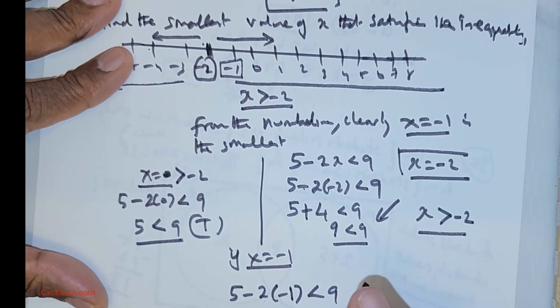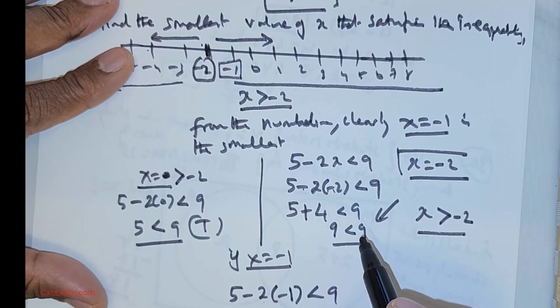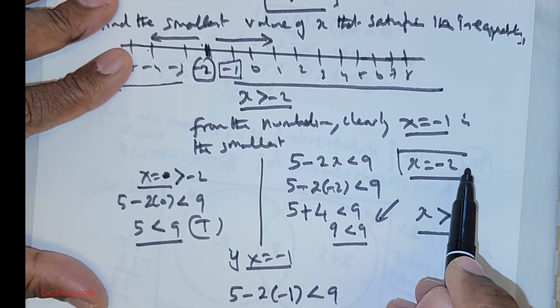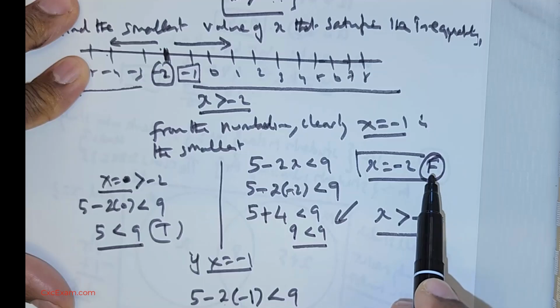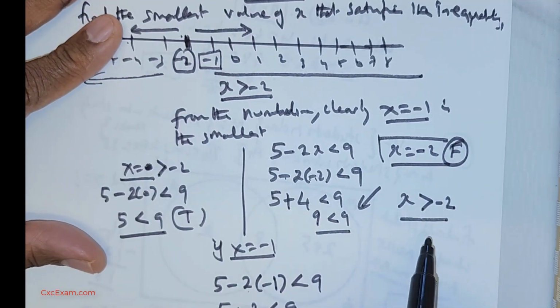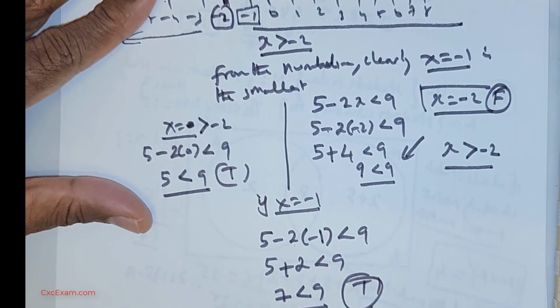Okay, so there are two important concepts that you will have to understand. x is equal to -2 fails. Have that in mind. So x should be greater than -2. So let's move on to the next one.